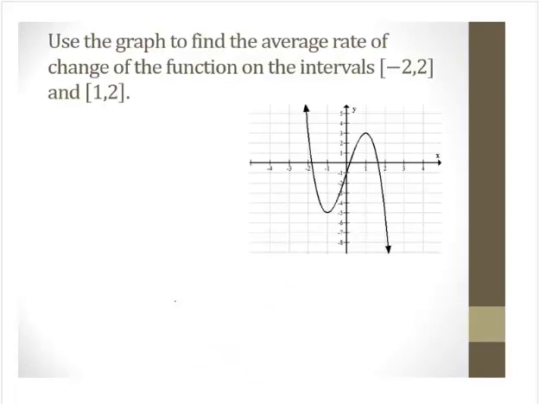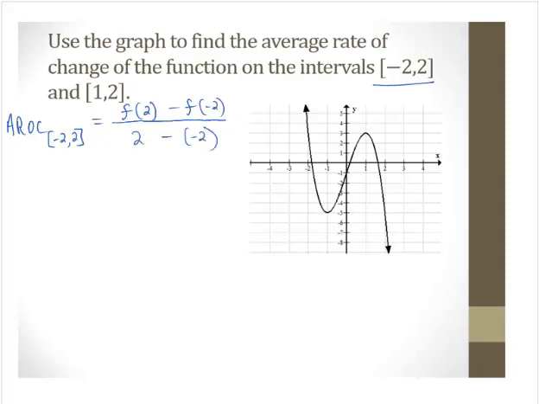All right, so here's a graph, and we're asked to use the graph to find the average rate of change of the function on the intervals negative 2 to 2 and 1 to 2. Here's a notation I'll use: average rate of change, AROC, and then I'll use the first interval, negative 2 to 2. Understand this is 2 separate problems. First on the interval negative 2 to 2, and then on the interval 1 to 2. So the average rate of change over negative 2 to 2 would be equal to f of 2 minus f of negative 2 over 2 minus negative 2.